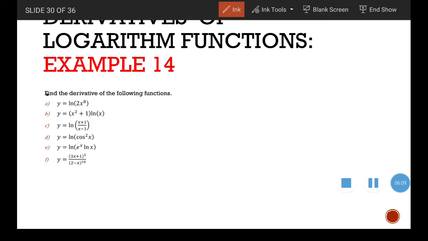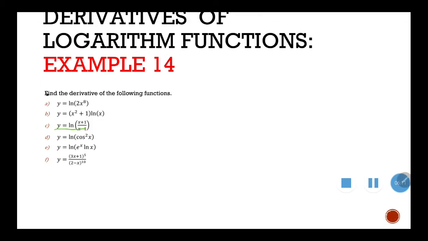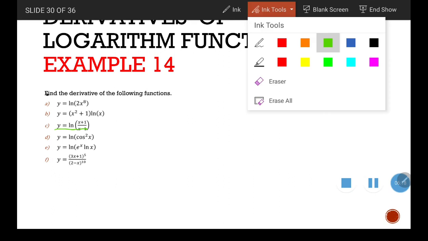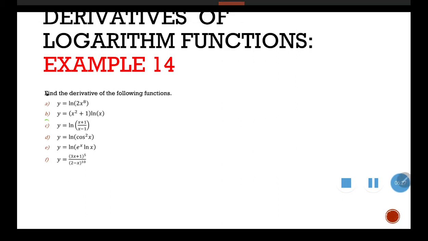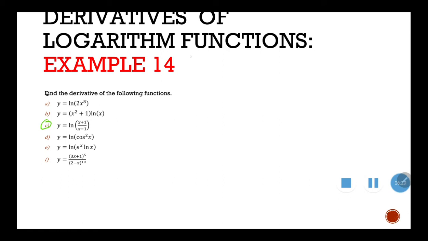Now let's look at C. Oh sorry, my mistake here, in case you did not see it. So now we will do C. So C is y equals ln of x plus 1 over x minus 1.